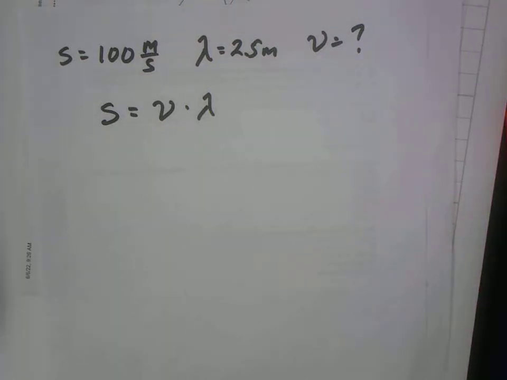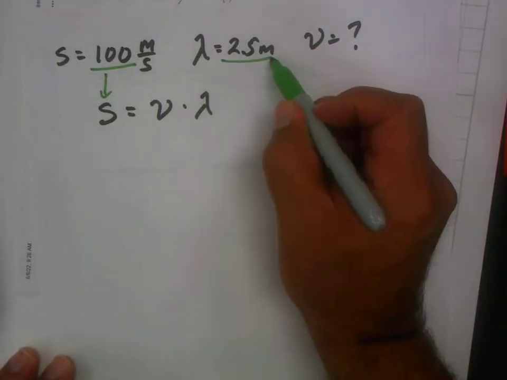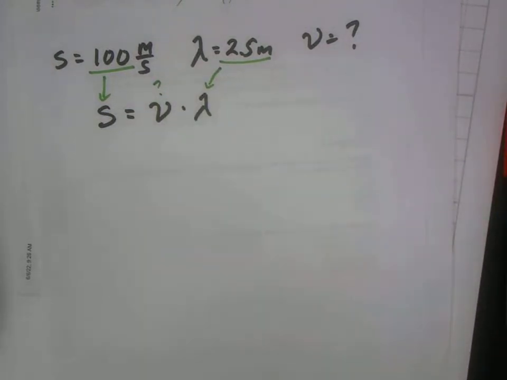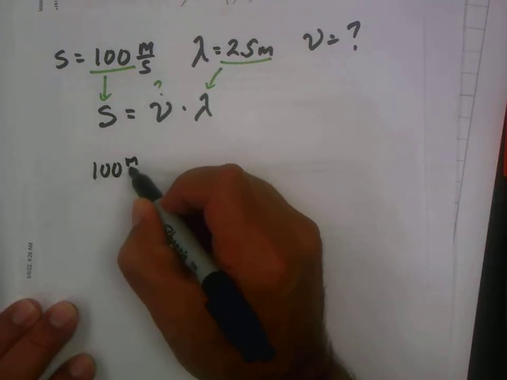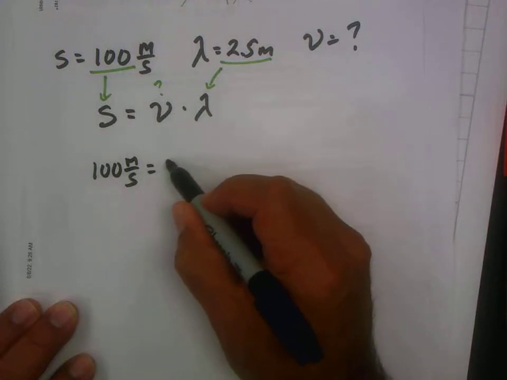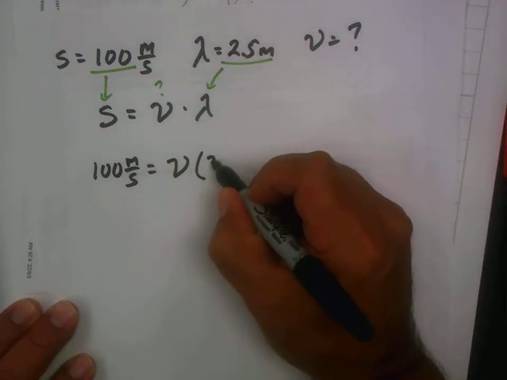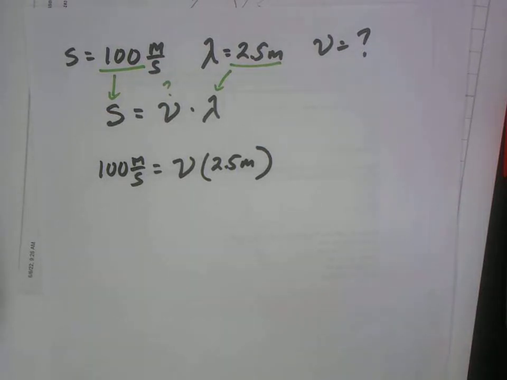So pretty easy, right? All you do here is you're given speed, plug that into there. You're given wavelength, plug that into there. And you're looking for frequency. So just solve it. So I'm going to go ahead and plug in. The speed is 100 meters per second. It's going to be equal to, we're looking for the frequency, okay, times the wavelength is 2.5 meters. Okay. So we're looking for frequency.